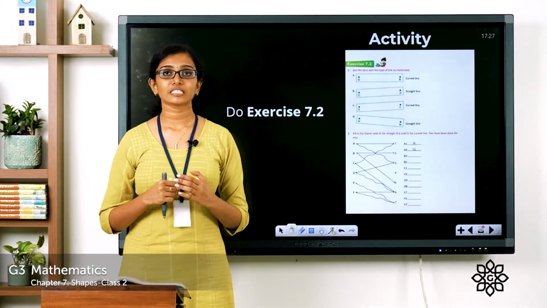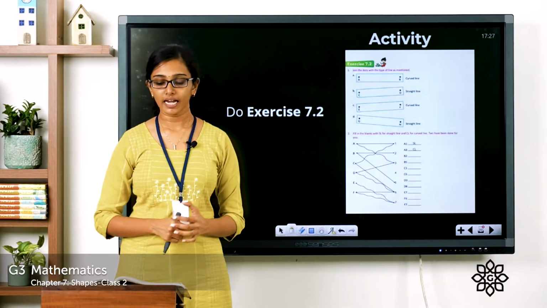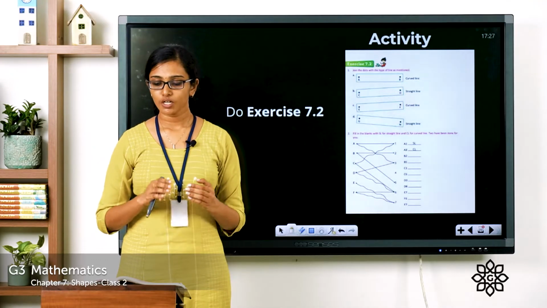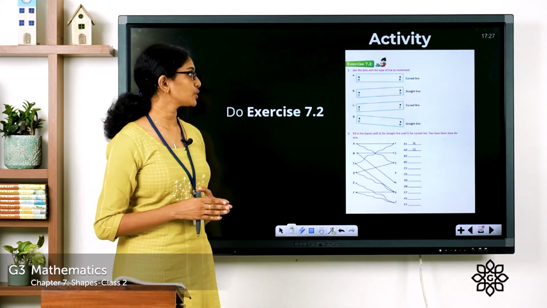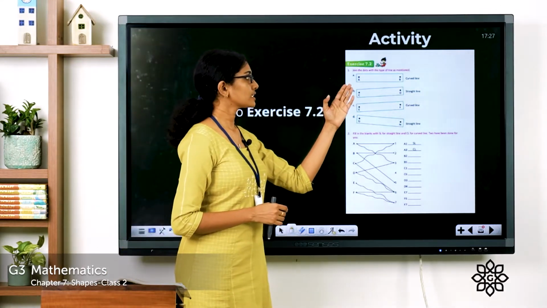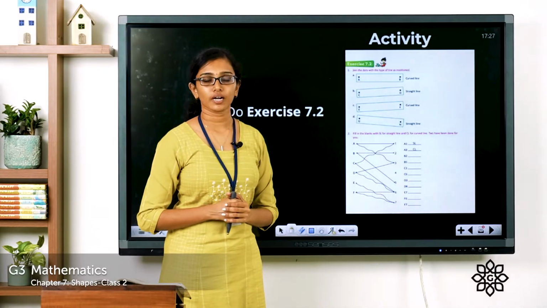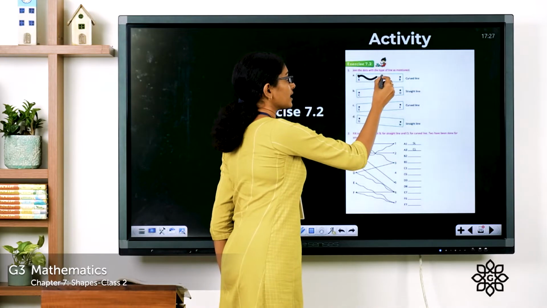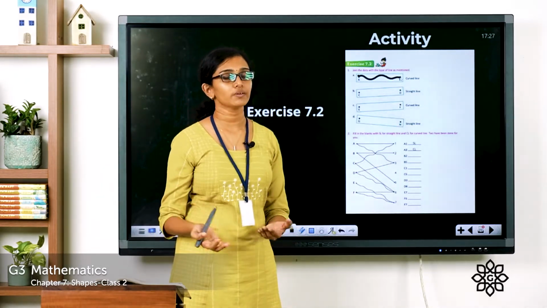All of you please turn to page number 99 of your textbook. You can see this exercise 7.2. The first question is, join the dots with the type of line as mentioned. So what you have to do, in the first question, you can see 2 dots A and B, and there it is mentioned curved line. So using your pencil, you have to draw a curved line between A and B. You can draw the curves in any way you like.